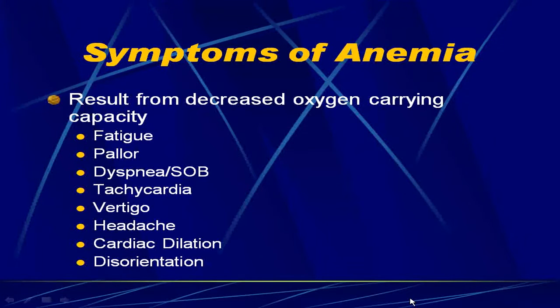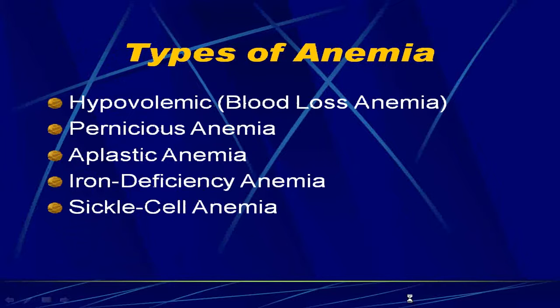The person may also have vertigo or dizziness. They may complain of a headache. The brain cells are being starved of oxygen, and they may also have cardiac dilation. And we talked about constriction and dilation, but now that heart is dilating because it's hungry for oxygen, so those cells of the heart are dilating to try to take in oxygenated blood. And of course, the person is going to be disoriented or a little bit confused because of their lack of oxygen.